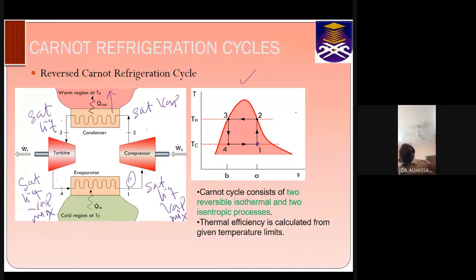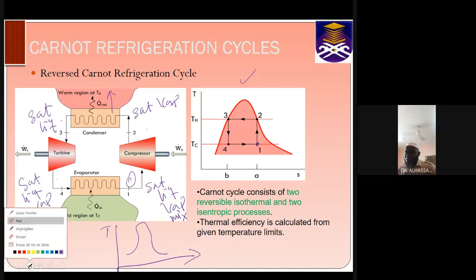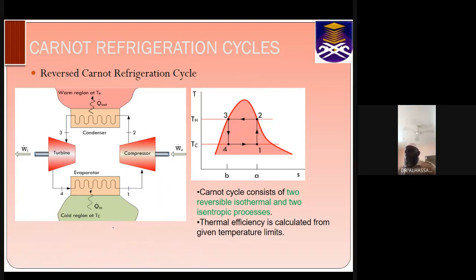I think most of you are familiar with this TS diagram, so I will not waste my time on it, since you have already discussed it in your thermodynamics. If you have a line like this, this is a temperature-entropy diagram. And these lines correspond to constant pressure lines. This is the saturated liquid state, this dome is the saturated liquid vapor mixture, and this is the saturated vapor state.